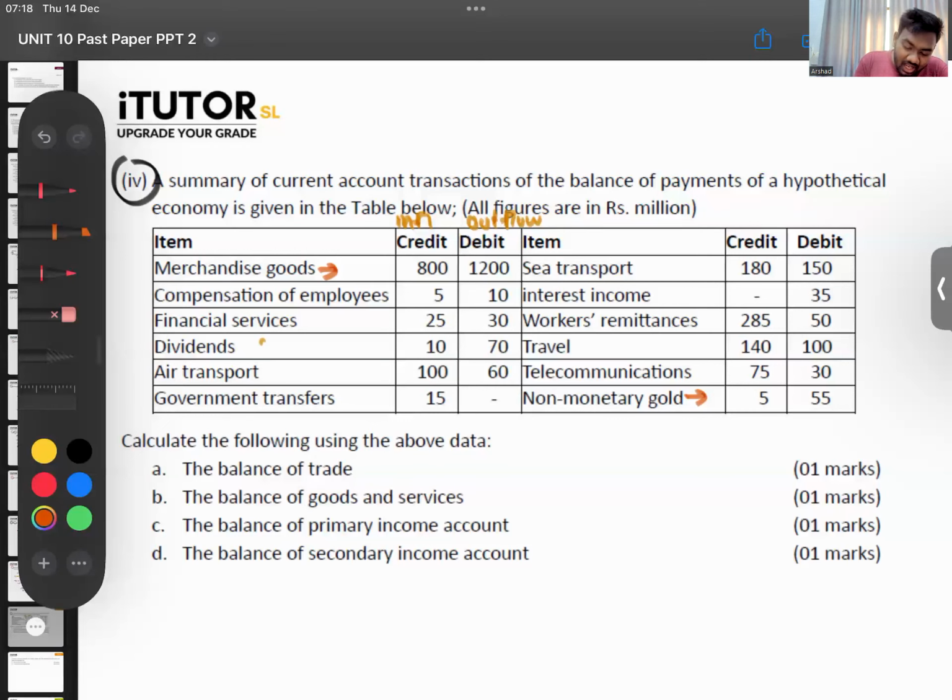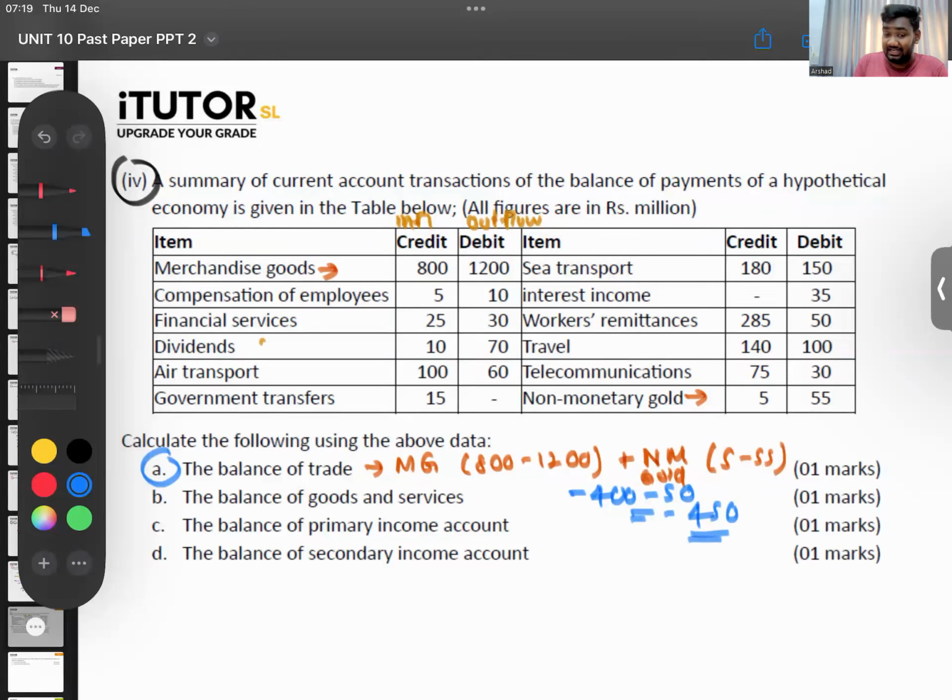So then, how do you find your balance of trade? You have your merchandise goods, that is 800 minus 1200, plus your non-monetary gold. I don't have space, I'm writing short forms. That is 5 minus 55. So how much do we get? 800 minus 1200 is minus 400. 5 minus 55 is minus 50. So you get minus 450. That is your balance of trade.